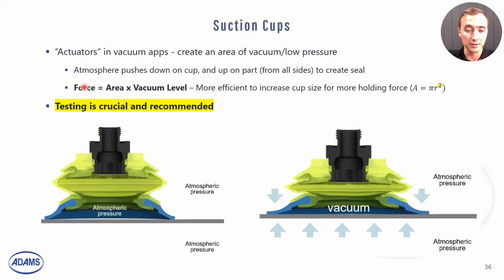When sizing systems, the holding force of a cup is going to equal its area times the vacuum level the system is at. Most applications are going to use a round cup, but this still applies to other shapes. Since the area of a round cup is pi r squared, and the area is squared, just increasing the size of the cup can drastically increase the holding force that it can produce.